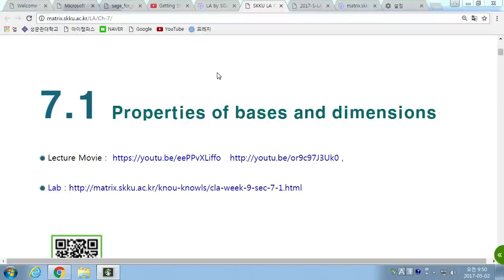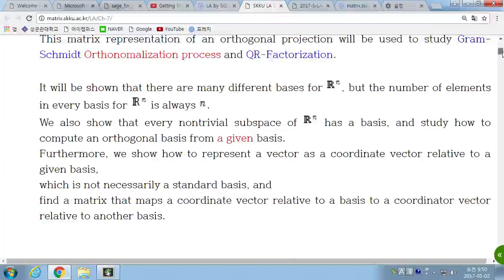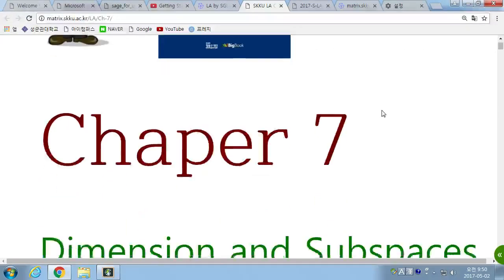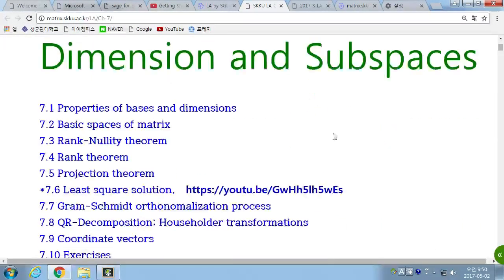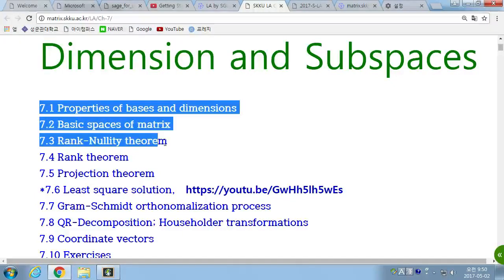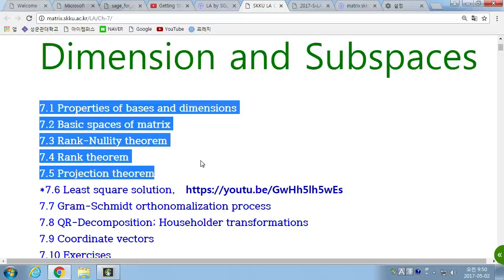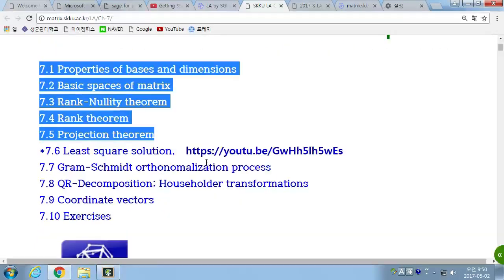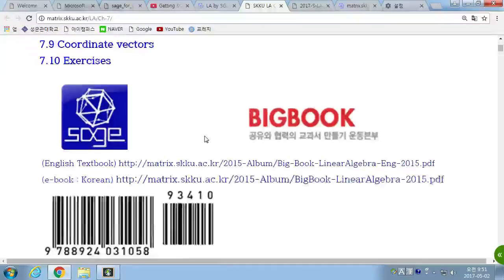Review. Okay, in chapter 7, dimensions and subspaces, you have studied the first 3-4 chapters already before you come to class over the last week. So, yeah, I will give a brief review on those sections. Then we will have discussions on the materials which is covered in the first half of these chapters.